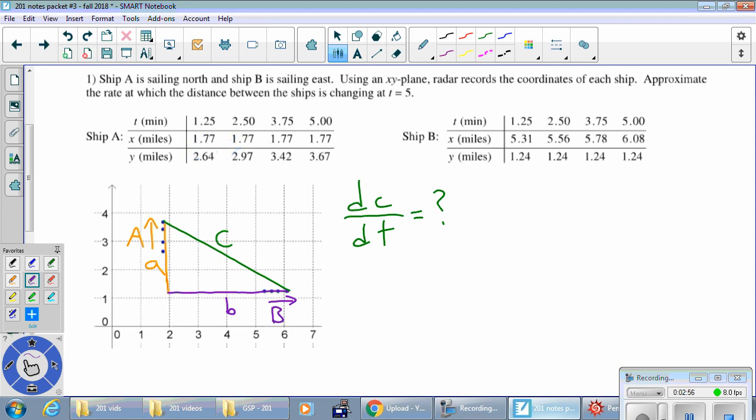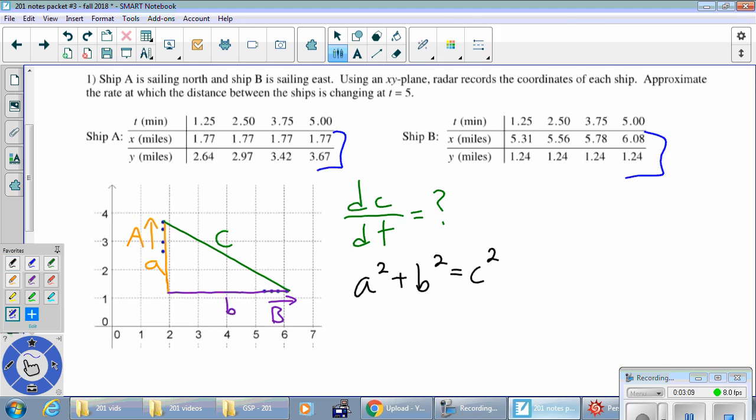Now the equation that we're going to come up with is, of course, the Pythagorean theorem: A squared plus B squared equals C squared. Now this one, I don't have anything else written down. I don't know what to do with any of the numbers in the table. Typically you'd have maybe dA/dt equals something and maybe B equals something. We don't have any of that. Frankly, I don't know what I need just yet.